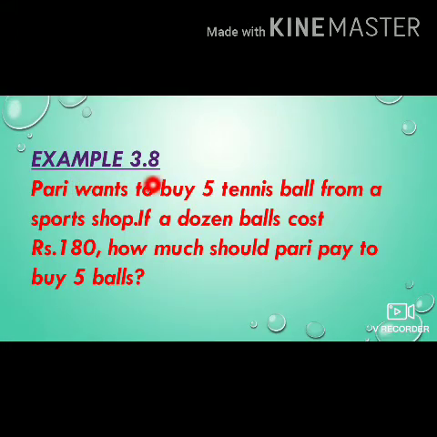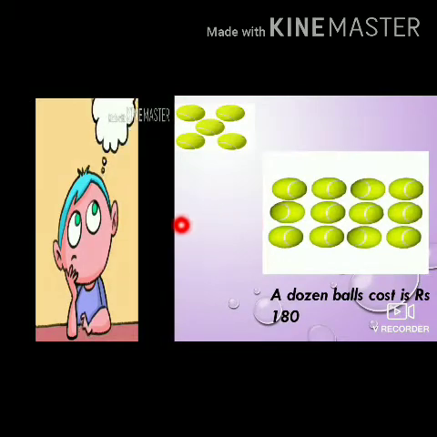Example 3.8. Pari wants to buy 5 tennis balls from a sports shop. If a dozen balls cost rupees 180, how much should Pari pay to buy 5 balls? Pari wants to buy 5 tennis balls. In the question, they given a dozen balls cost is rupees 180. Dozen means what? 1 dozen equal to 12. That is, the cost of 12 balls is rupees 180. You have to find how much Pari has to pay for 5 tennis balls.